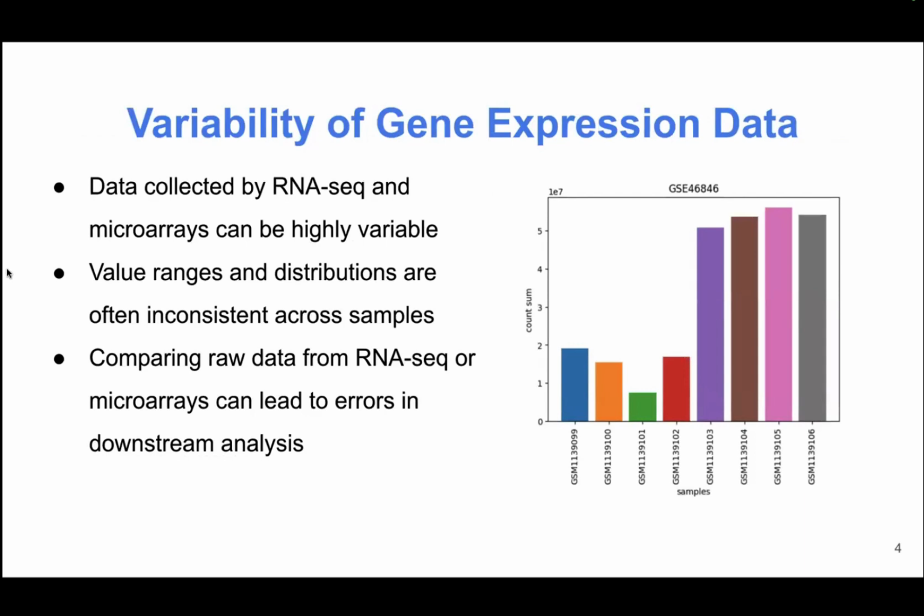Looking at some real examples, this is a GEO study where we can see 4 samples with significantly lower RNA-seq counts in their libraries versus 4 samples with significantly higher RNA-seq counts. If we're looking at just the distribution of these counts and we try to draw conclusions from this data as it is, we can get errors in our downstream analysis and be looking at the wrong effects. So we want to correct for this inconsistency between samples as we move forward.